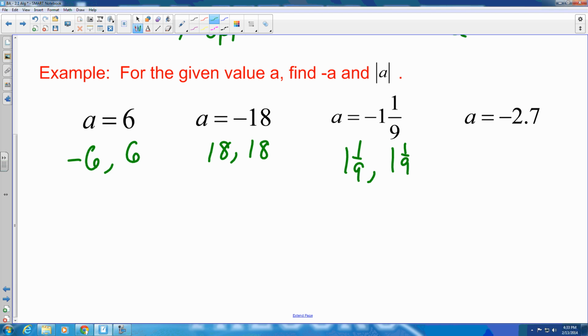And the opposite of negative 2.7 is going to be a positive 2.7. And the absolute value of negative 2.7 is a positive 2.7. Okay? And that is being able to use integers and rational numbers.